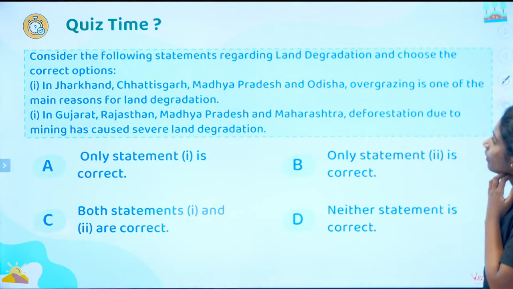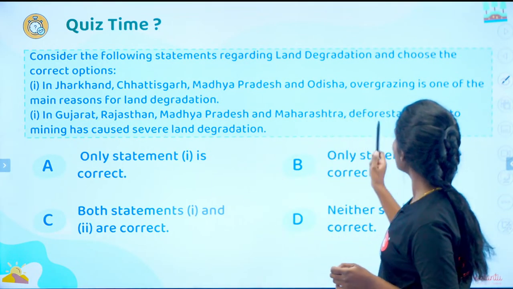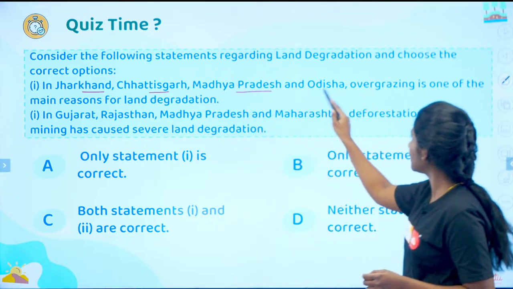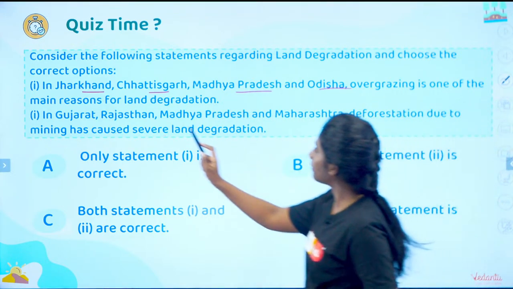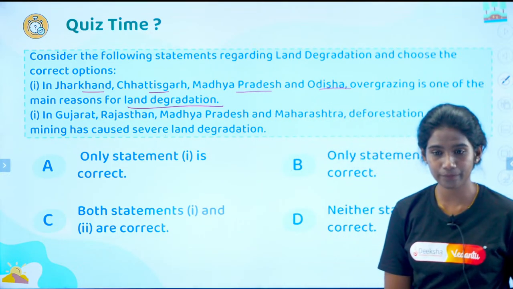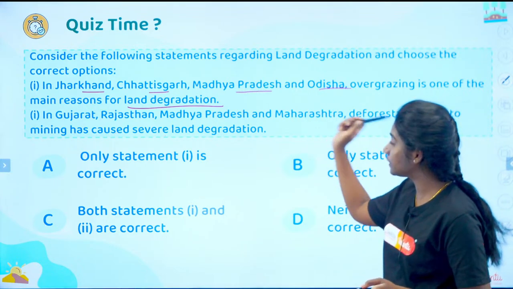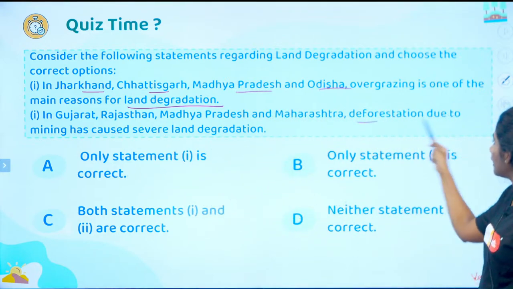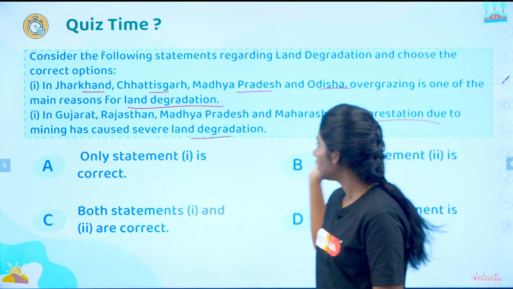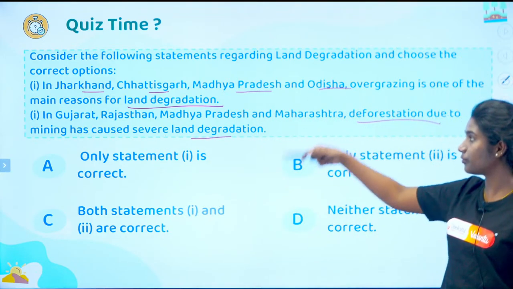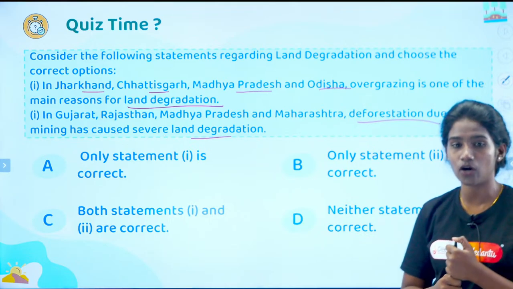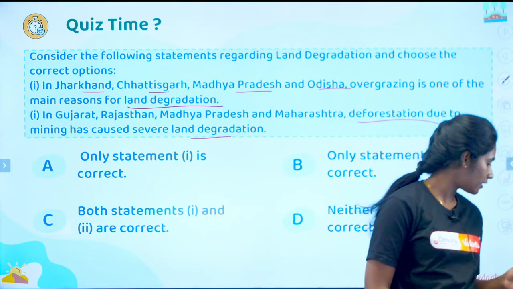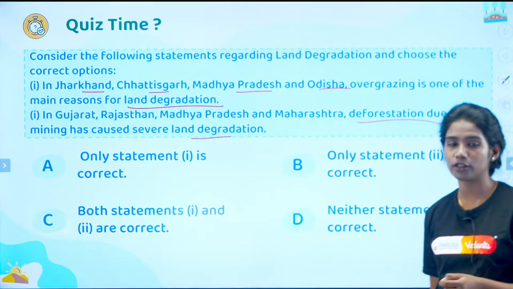Okay. And now, consider the following statements regarding land degradation and choose the correct option. In Jharkhand, Chhattisgarh, Madhya Pradesh and Odisha, overgrazing is one of the main reasons for land degradation. Do you agree with that? What do you think, student? Is this the right statement? And it says in Rajasthan, Gujarat, Madhya Pradesh and Maharashtra, deforestation due to mining has caused severe land degradation. Out of these two statements, which one do you think is right and which one is wrong? In this one, statement is false. That is the clue that I can provide. So, I want you all to guess which is the one statement that is false.